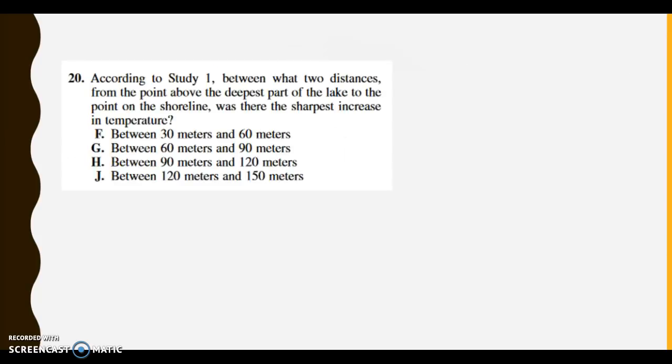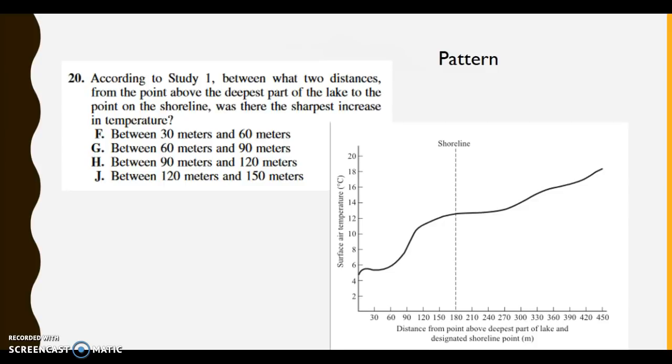Okay, question 20. According to Study 1, between what two distances from the point above the deepest part of the lake to the point on the shoreline was there the sharpest increase in temperature? This is a pattern question, and what it's asking us to do is to look for the slope of a line. Now it's asking us to look from the deepest part to the shoreline, so we can actually ignore that part of our figure. Then, if we just go to each one of our answer choices and we draw a little trend line on our graph, we should see which one is steepest.